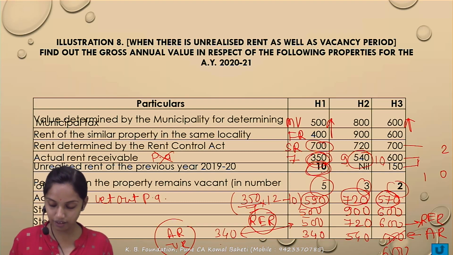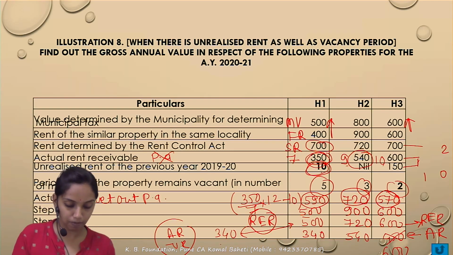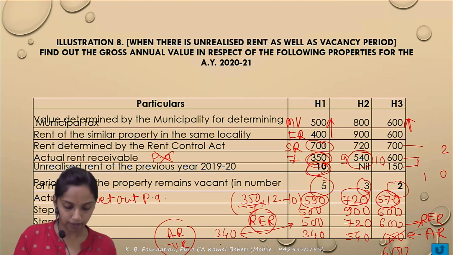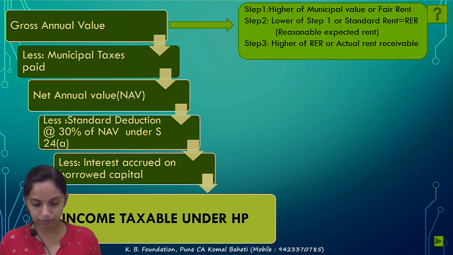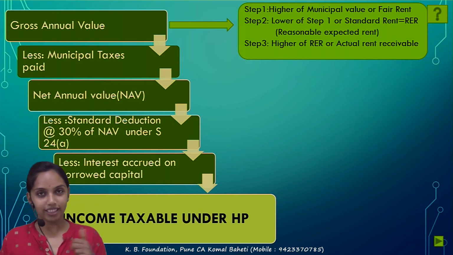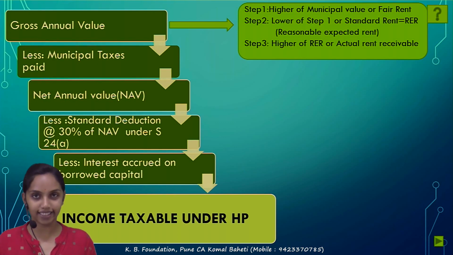This is the last thing I wanted to discuss. Last question I want to discuss on this part. So we are under the calculation of the GAV. Just to summarize what are the things we discussed under this.